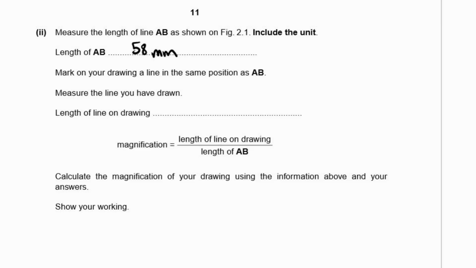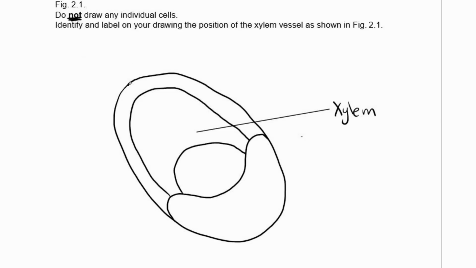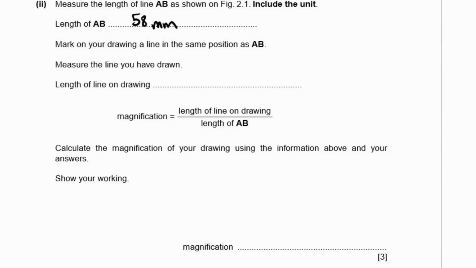So mark on your drawing a line in the same position as A to B. Okay, so the line in the same position goes about like that. And don't forget to do the beginning and ending of the line. And it says to measure it as well. So when I measured this, I get 115 millimeters. Don't write it over here, write it down below. So measure the line you have drawn, and the length of line on drawing is 115 millimeters.